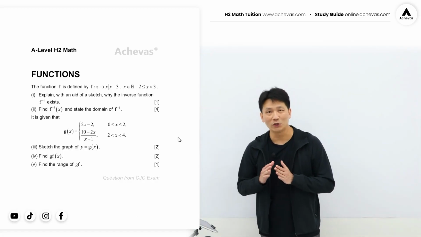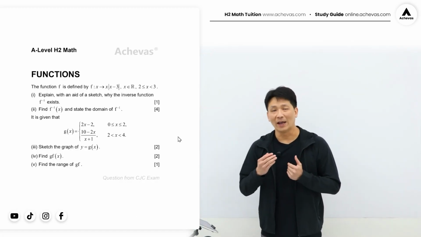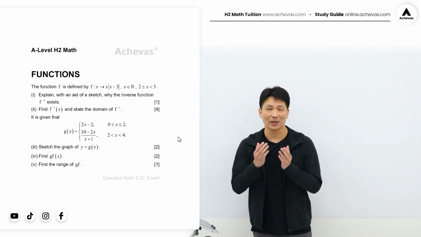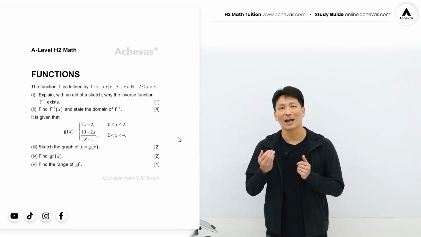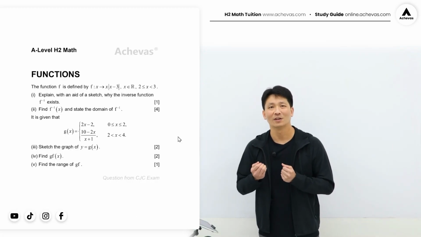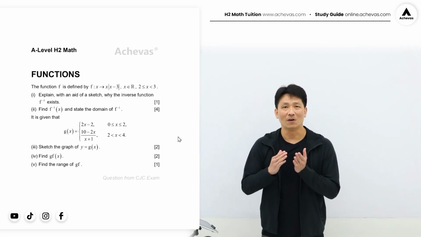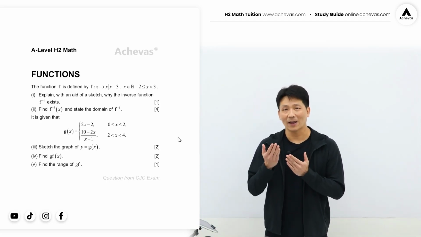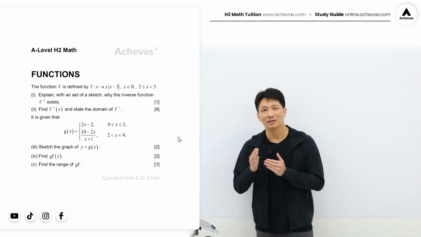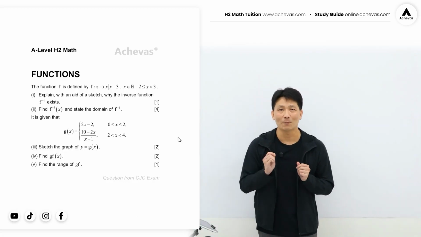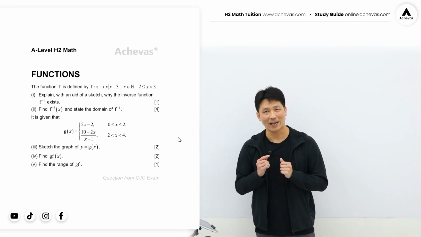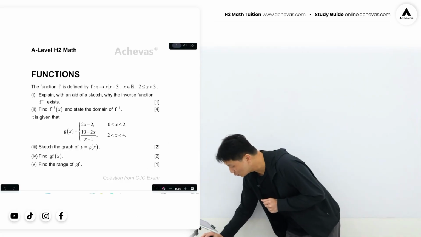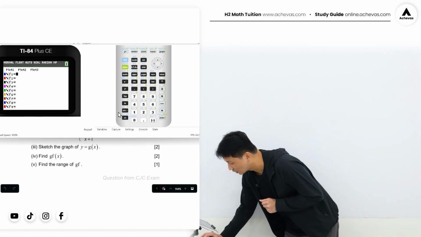So we're going to use our GC to sketch out the graph, and once we have the sketch, we can see that we are going to use a horizontal line test to show that it is a one-to-one function. So as long as for a single value of x between the domain defined by the question, there's only one output, then it will be a one-to-one function, and hence the inverse function exists. We're going to use our GC to sketch out the graph first.